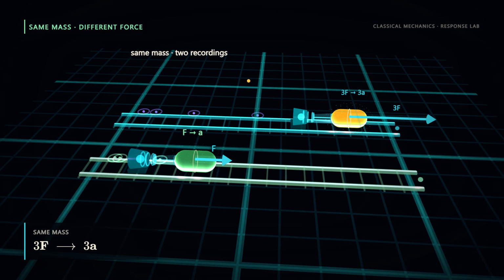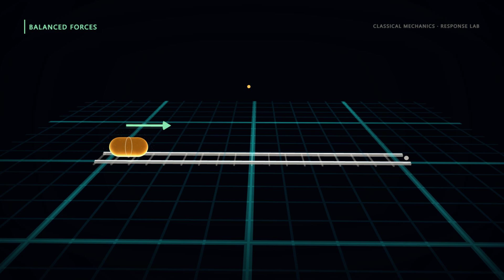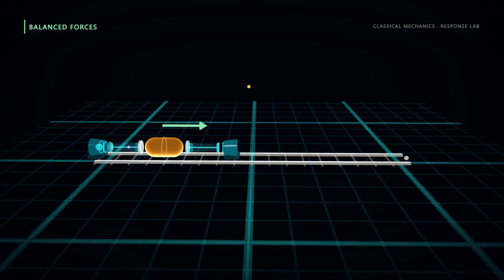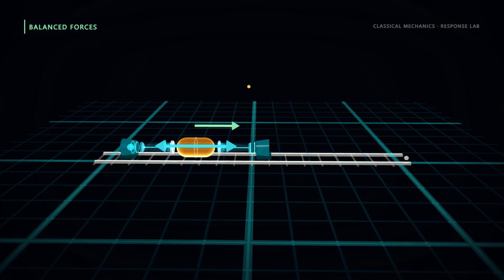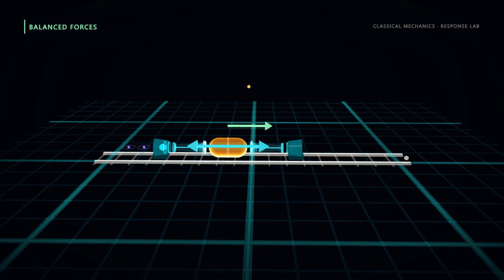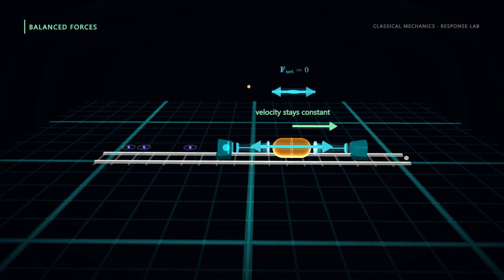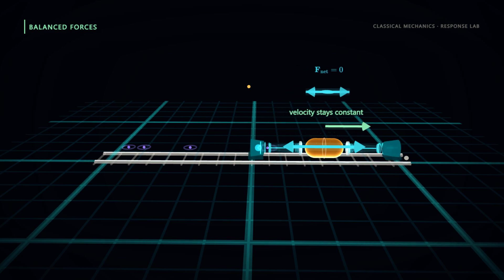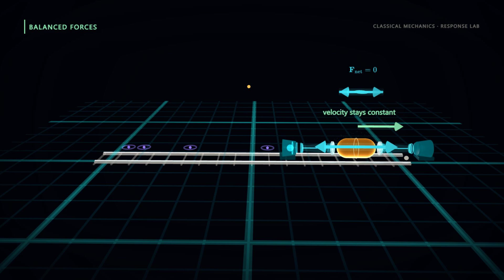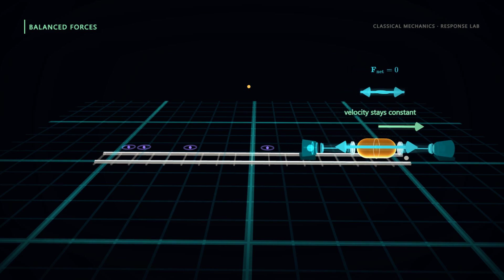Real objects often experience several forces at once. Start one capsule moving, then let two field emitters pull from opposite sides with equal strength. Both forces remain present, but their vector sum is 0. The net force is 0, so acceleration is 0. The capsule need not be at rest. It continues with constant velocity.